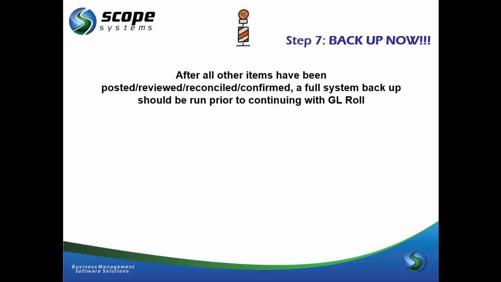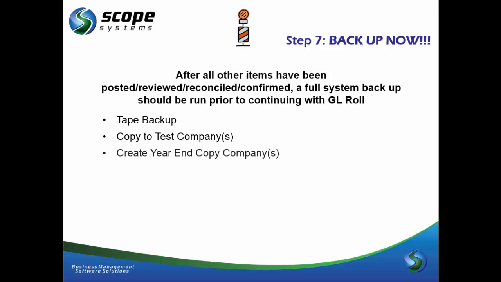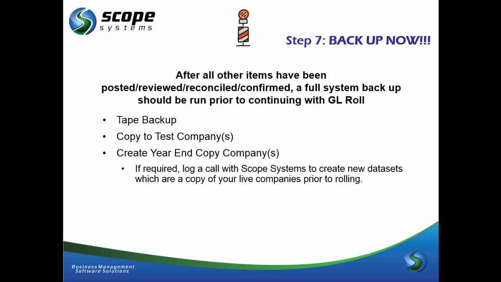Step 7, backup now. After all the other items have been posted, reviewed, reconciled, confirmed, a full system backup should be run prior to continuing with the general ledger. This includes tape backup, copy to test companies, creation of year-end companies. If required, log across systems to create new data sets, which are a copy of your live companies prior to rolling. This can be done for financial year rollover and payroll. The backup companies would be locked or set to inquiry only.